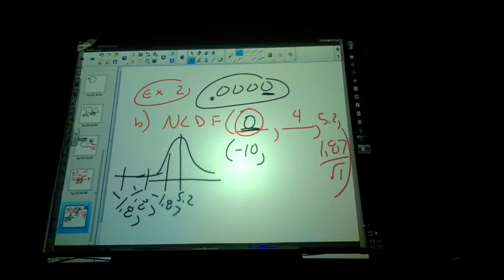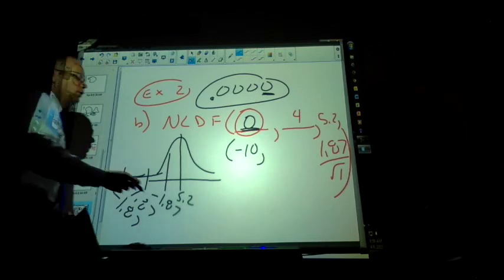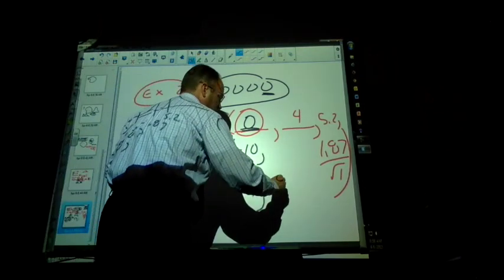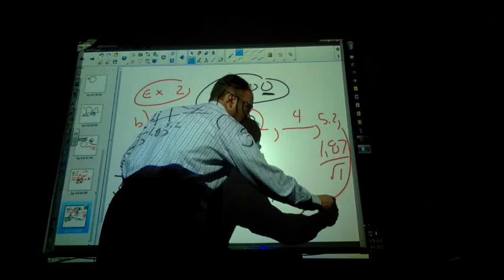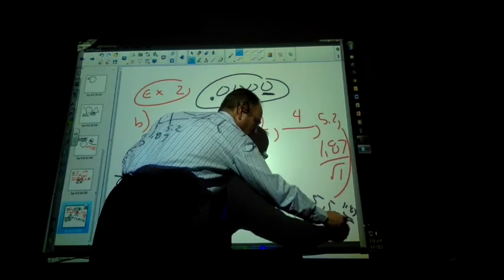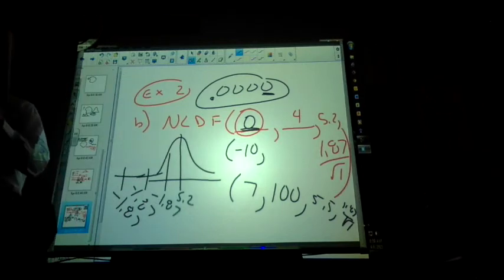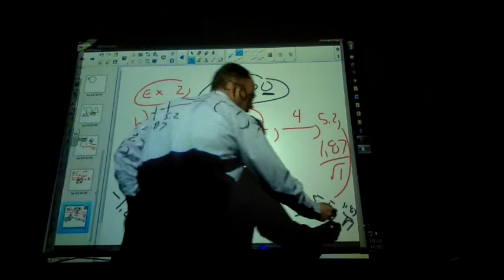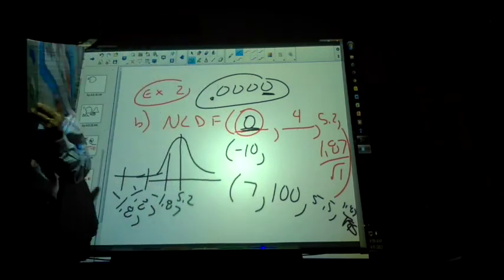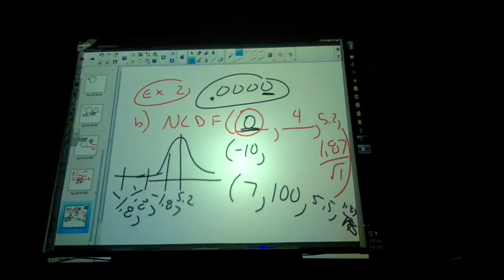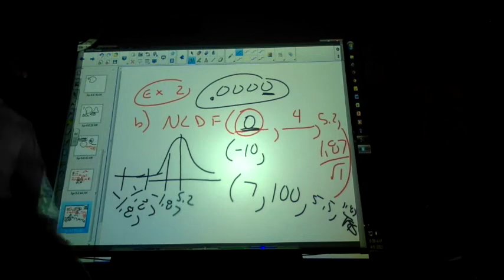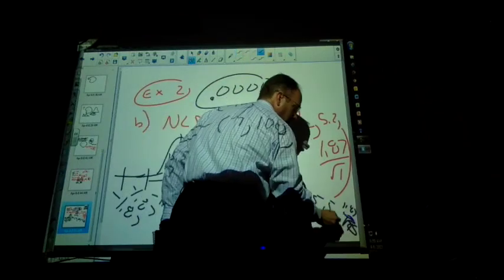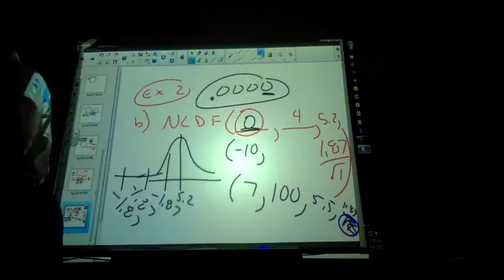And then C, what is the probability of a randomly chosen group of 25 freshmen spending more than 7 hours? So you're going to go 7, this could be 100, 5.2, 1.87 over square root of 1. Oh, square root of 25, because you're talking about 25 people. So the first 2 were over square root of 1 because you're talking about one person. What is the probability if you choose 25? So this portion here is going to change as your sample continues to go.